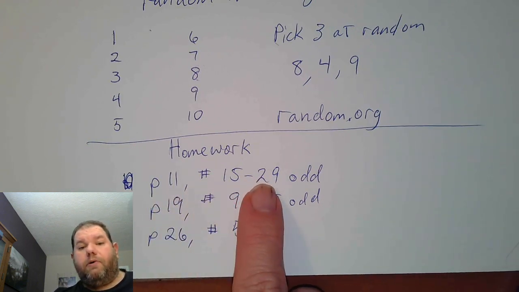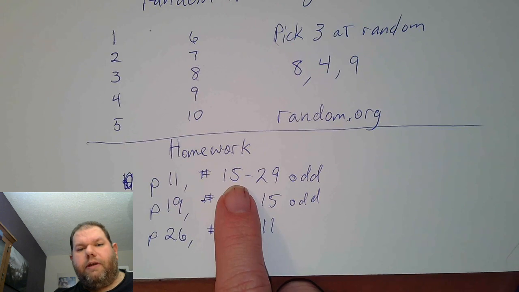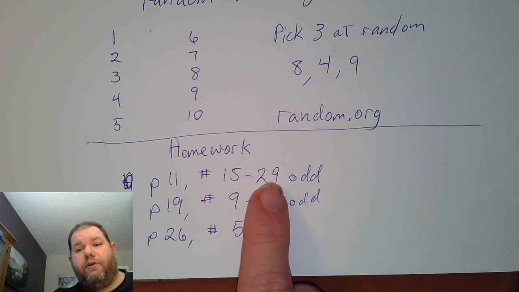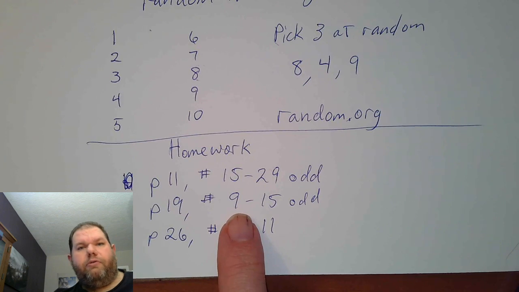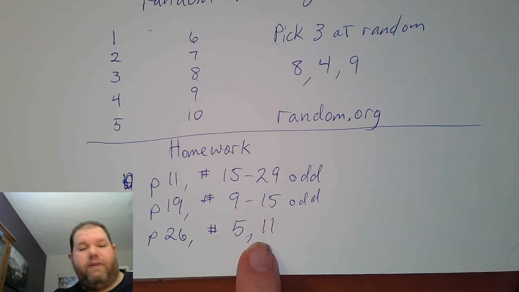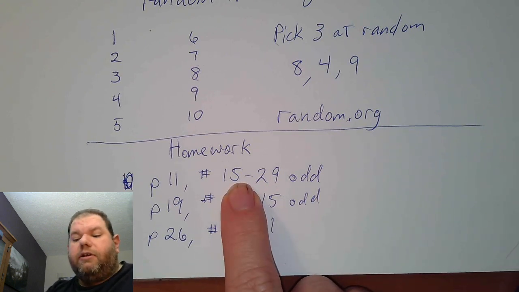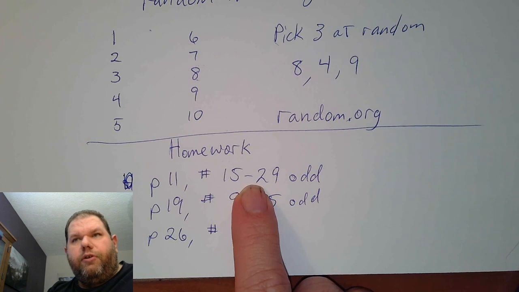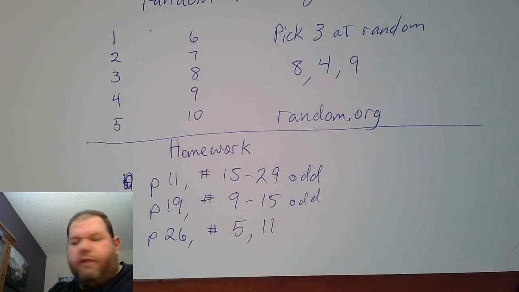Now on page 11, this first part is on whether the variable is quantitative or categorical, and in other problems, if it's quantitative, is it discrete or continuous? Page 19, we have a paragraph describing statistical research, and we want to decide if it's an observational study or designed experiment, and 26 is on just random numbers. So when I say odd, I mean just the odd numbers there, so it'd be 15, 17, 19, 21, 23, 25, 27, 29, 9, 11, 13, 15, and then 5 and 11.